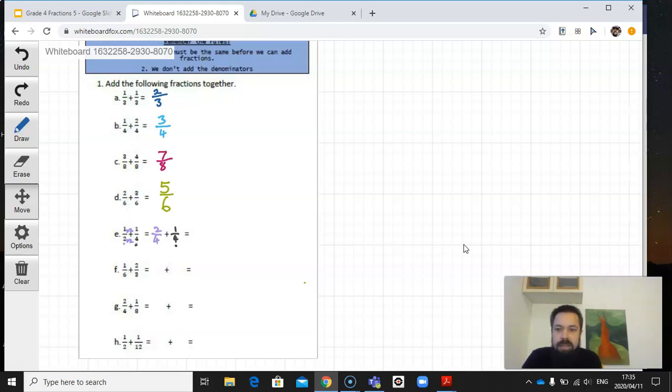Now that my denominators are the same, I can add them. There's my answer denominator. 2 plus 1 is 3, and there is my final answer. So a half plus a quarter is 3 quarters.